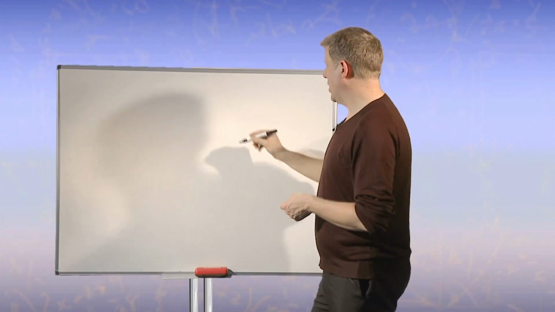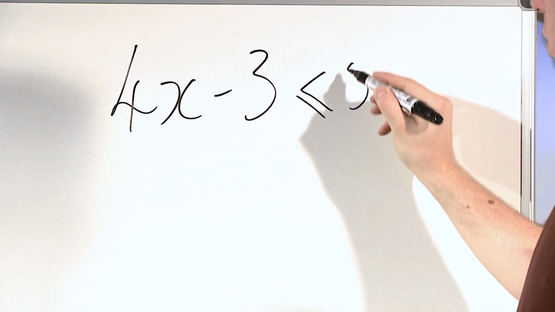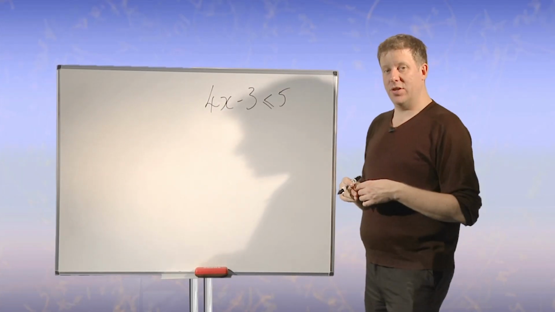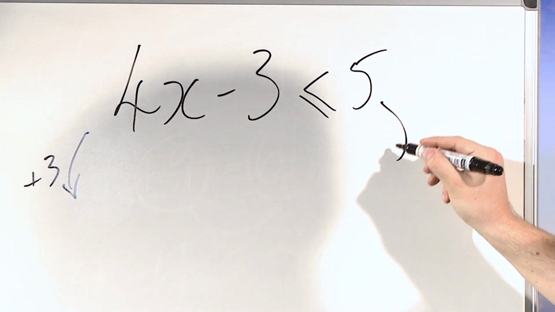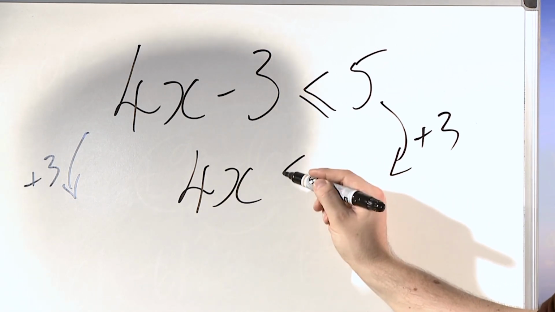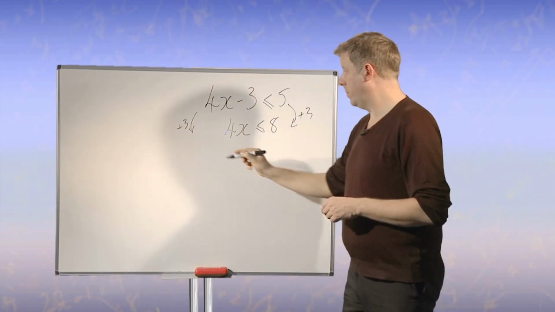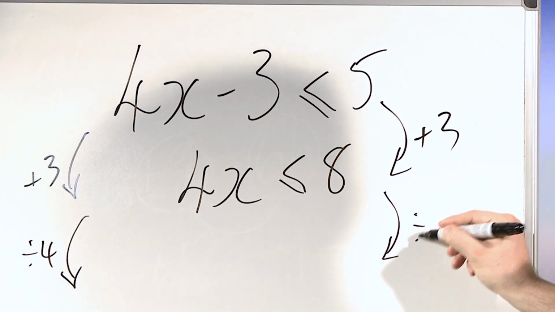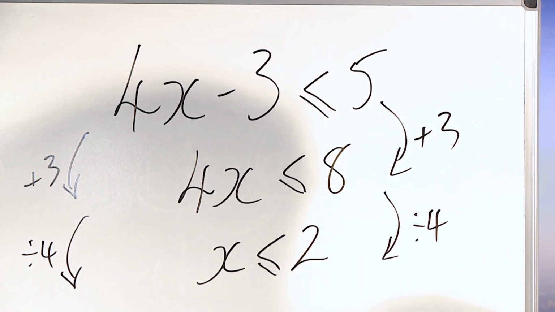The first one we'll have a look at is 4x minus 3 is less than or equal to 5. So again, using our balance method, we're going to add 3 to both sides, giving us 4x less than or equal to 8. And then to get rid of that 4, we're going to divide both sides by 4, leaving us with x less than or equal to 2.